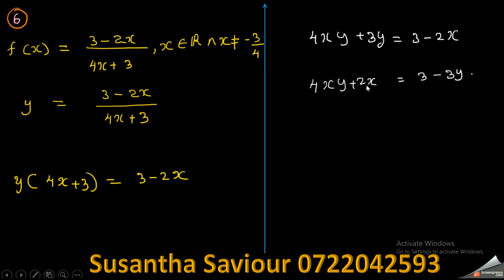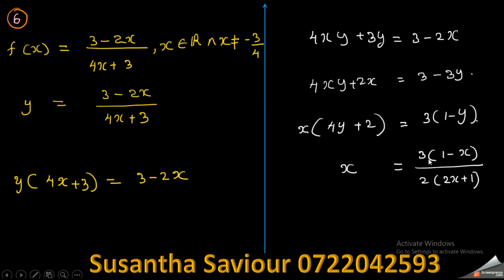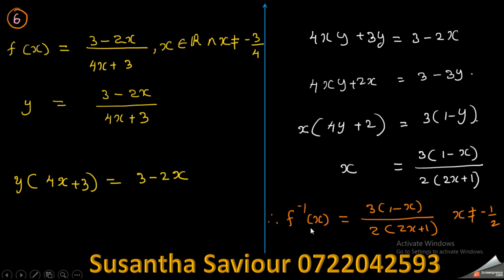Then here x is common, we will take it out. X into 4y plus 2, here 3 is common, 3 into 1 minus y, and then we can write y is equal to 3 into 1 minus x. Here a 2 is also common, we took it out, 2 minus x. Here I have replaced y in terms of x, and this is then f inverse x. F inverse x is equal to this, given that x is not equal to minus half. If x equals minus half, this will be 0, so that part is not in the domain, therefore we have to exclude that. Right.